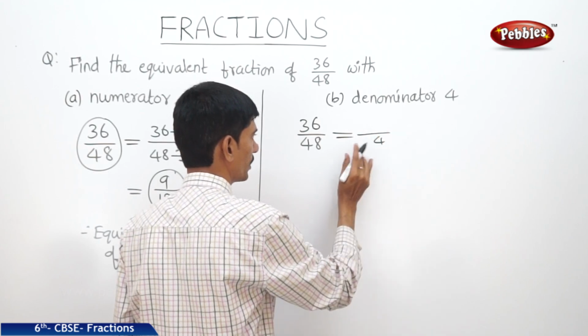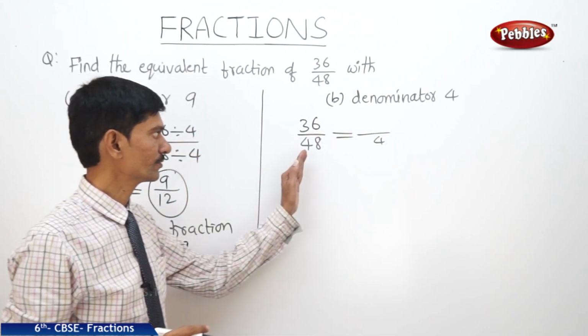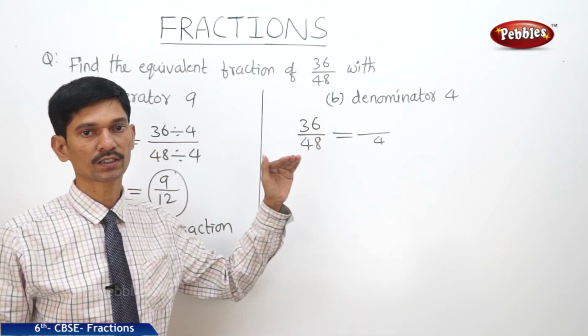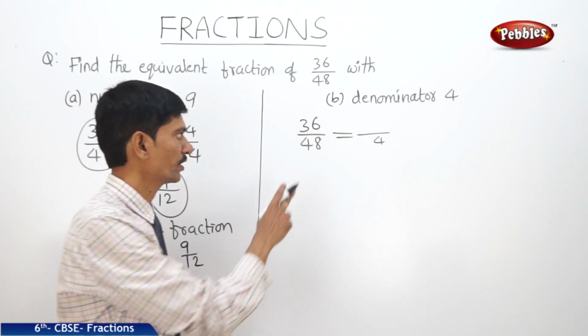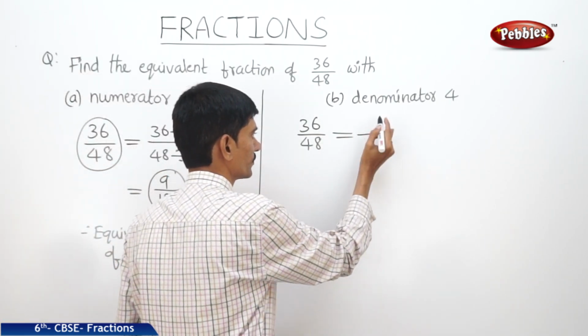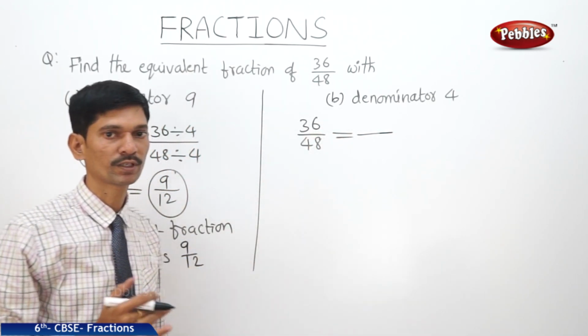So how to get the denominator 4 in the equivalent fraction? So means 48 must be divided by some number. So what is the number to be divided? So then 48 by 12 is 4. So then we divide both numerator and denominator by the same number 12.